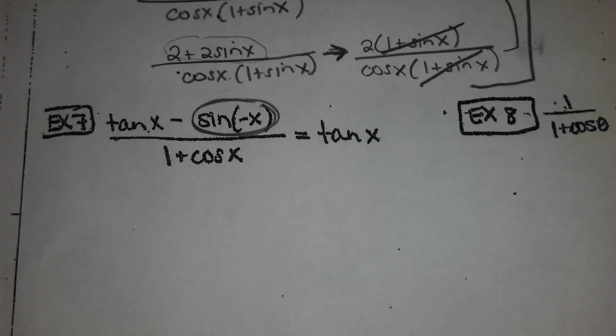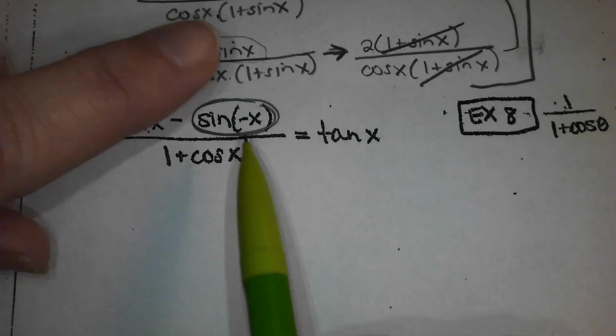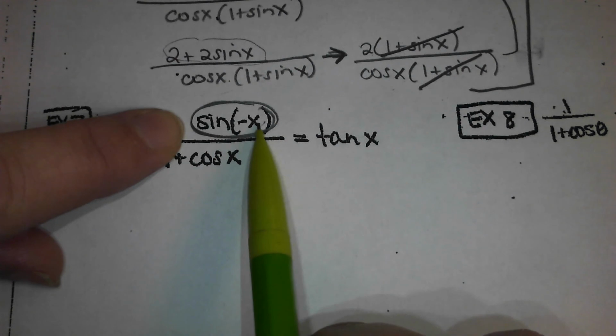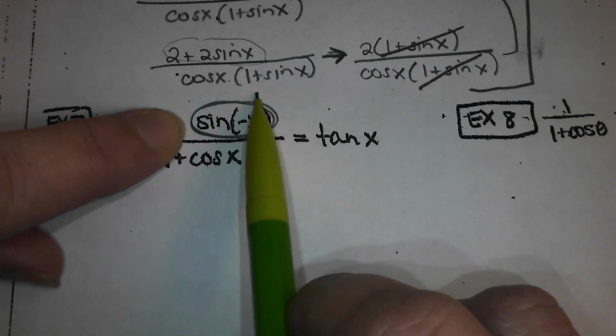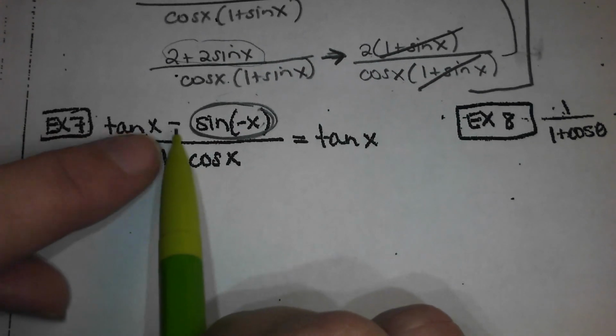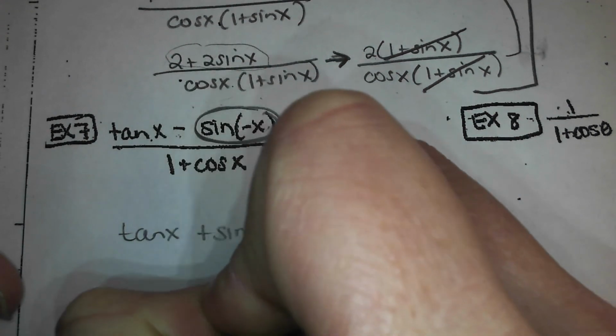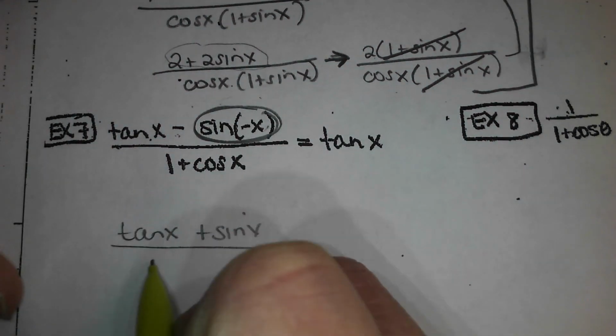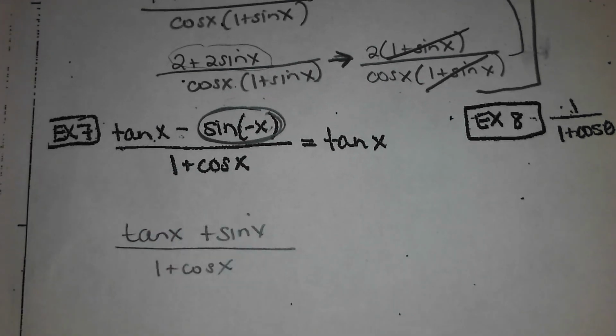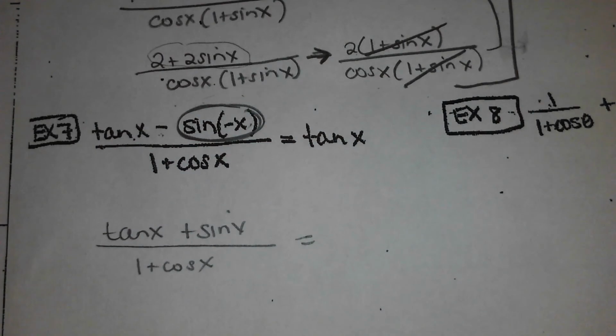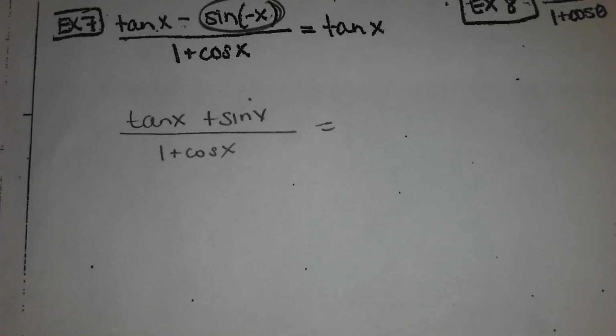On the last two, this one is going to capitalize on the fact that sine is odd. So the sine of negative x, because it's odd, turns into the negative sine of x, yes? And because there's already a minus there, it's going to be minus the negative sine of x, so it's going to be the tan of x plus the sine of x over 1 plus cosine x. Now what? Any ideas? Andrew?